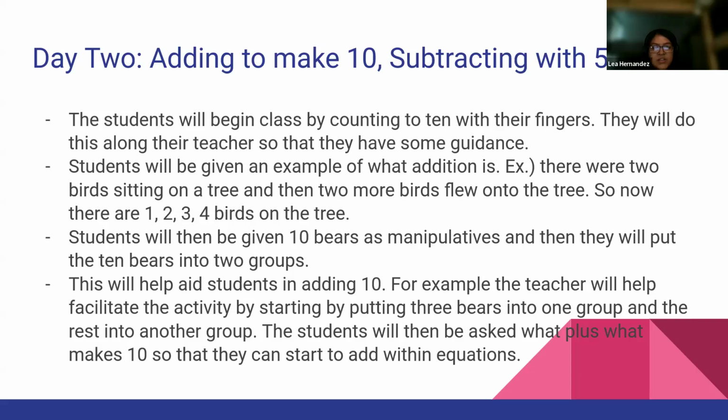Students this age might have some trouble doing abstract things or having abstract ideas. So following a teacher can make things easier, and using something visual or physical would also help guide them. Students will be given an example of what addition is. The example that I put is that there were two birds sitting on a tree, and then two more birds flew onto the tree. So now there are one, two, three, four birds on the tree.